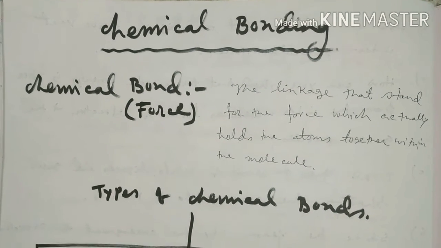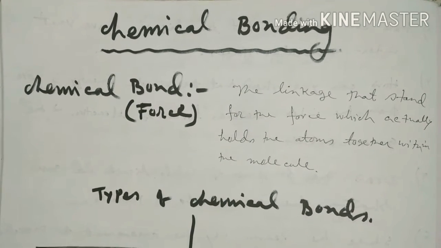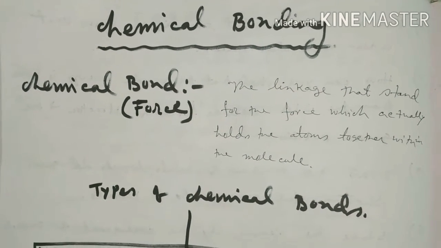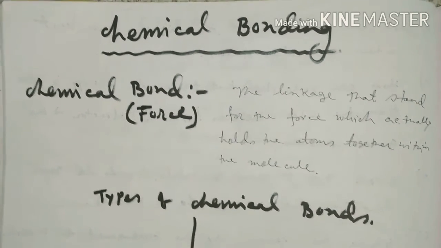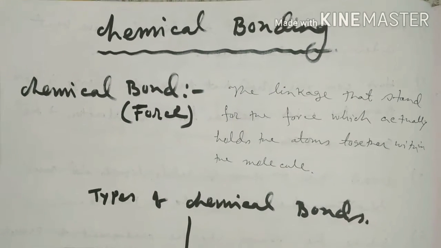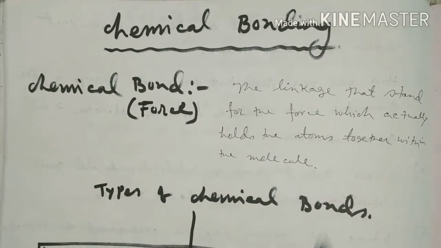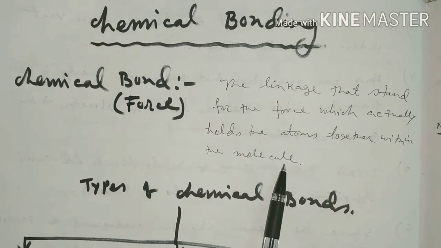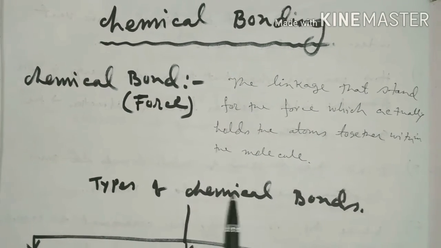Hello students, today I shall discuss chemical bonding. You know that every system in the world wants to become stable, so is the case of the atomic system also. Now the question: what is a chemical bond? Definition: the linkage that stands for the force which actually holds the atoms together within the molecules.